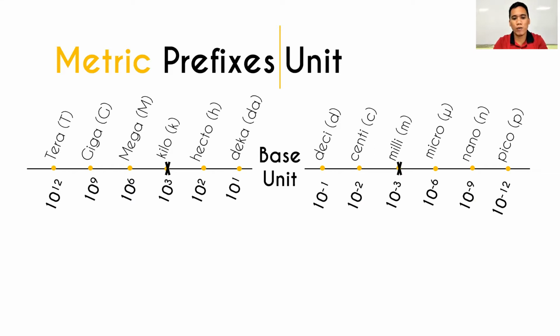Deci is 10 to the power of negative 1. Centi is 10 to the power of negative 2. Milli is 10 to the power of negative 3. Micro is 10 to the power of negative 6. Nano is 10 to the power of negative 9. And pico is 10 to the power of negative 12. So, in every prefix, there is an equivalent power of 10 with an exponent.